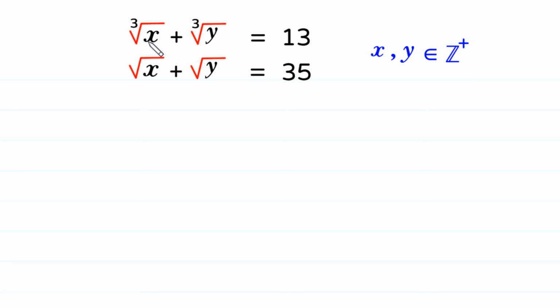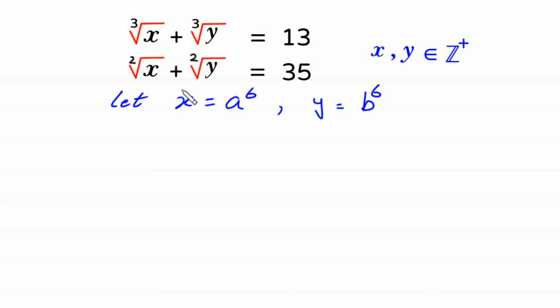We notice that here we have cube root of x and here we have square root of x, and here we have cube root of y and here we have square root of y, and the smallest number that is divisible by both 3 and 2 is 6. So we suppose that let x is equal to a to the power 6 and y is equal to b to the power 6.